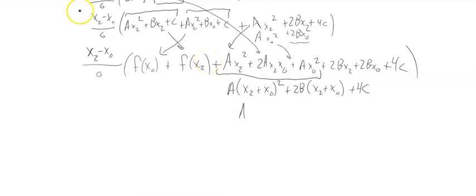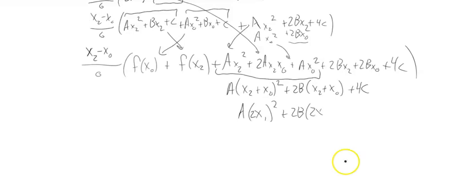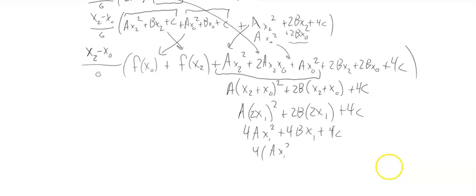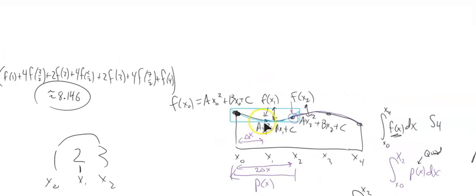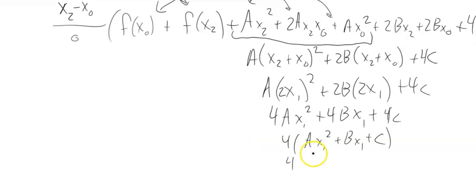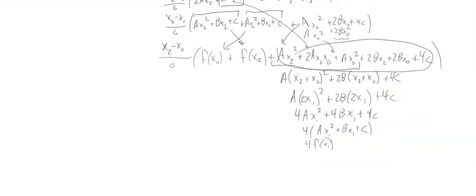Beautiful. So this would be A times X sub 1 squared, 2 of them, plus 2B times 2X sub 1, plus 4C. Well, this is interesting. If I square this, 2 squared is 4, so this would be 4A X sub 1 squared. Plus 2 times 2 is 4, 4b x sub 1 plus 4c, and I can factor 4 out of there, and I get a times x sub 1 squared plus b times x sub 1 plus c. Wait a minute, that is just the same as f of x sub 1. That is the same as this piece right here, right? They're in the same spot. So this whole thing is like 4 times f of x sub 1. So notice what happened was all of this became that.